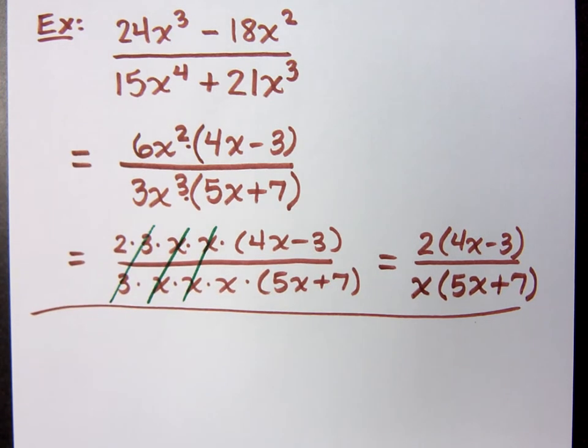Questions about that one? So that's it? There's nothing else you can do there. You need to understand in the numerator, Angie, you just have 2 factors. You have the number 2, and you have the factor 4x minus 3. And in the denominator, the factors are x and 5x plus 7. There are no 2 factors that are exactly the same that I can cancel.